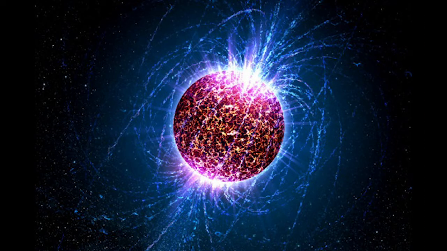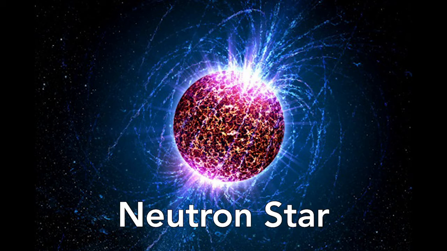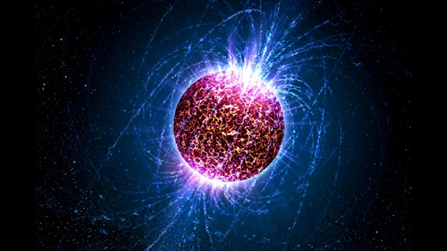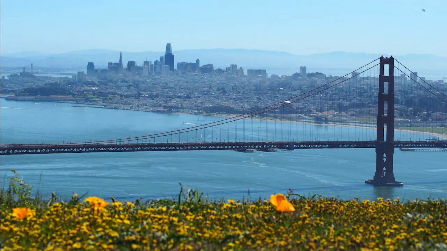What's left behind after an 8 to 25 solar mass star goes supernova is a very dense object called a neutron star. A neutron star has a very small radius. It's only about the size of a city. Imagine the mass of a big star smushed into the volume of an object the size of San Francisco. Wild! Finally, let's talk about post-main sequence stars that have initial masses greater than 25 solar masses.